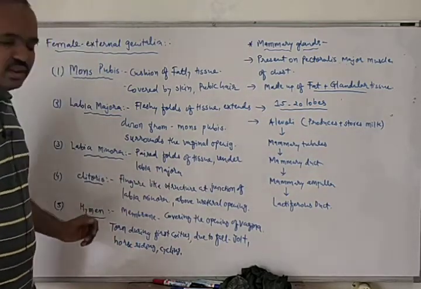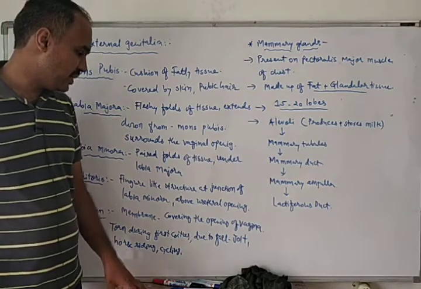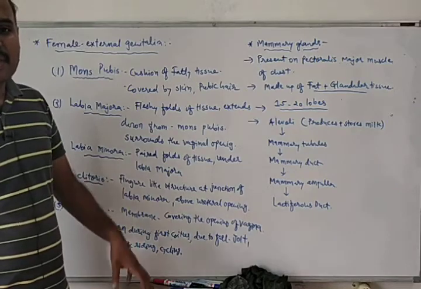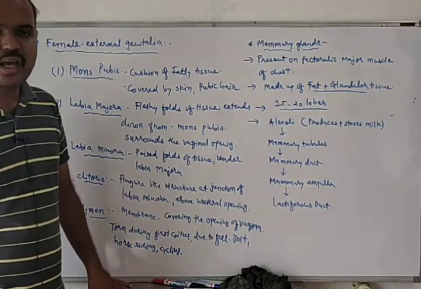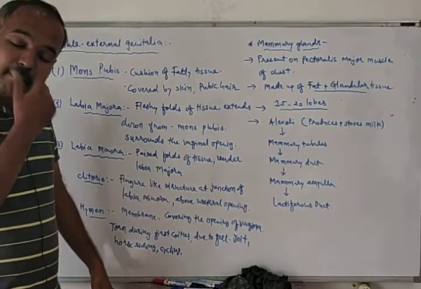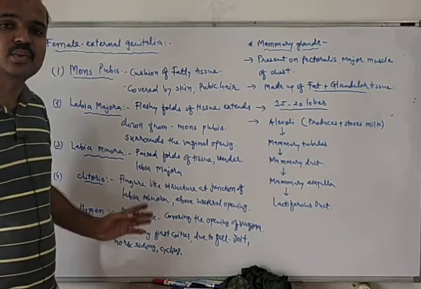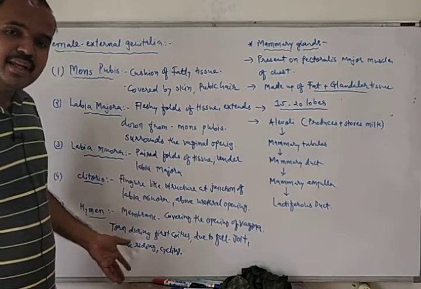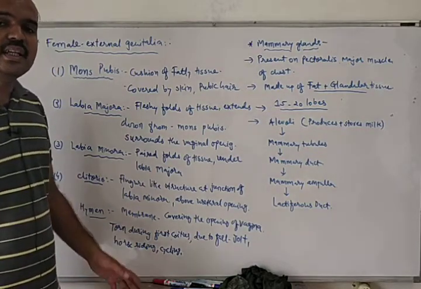Then clitoris. Clitoris is a finger-like projection or structure which is located at the upper junction of the labia minora. Then hymen. Hymen is the membrane which covers the vaginal opening.